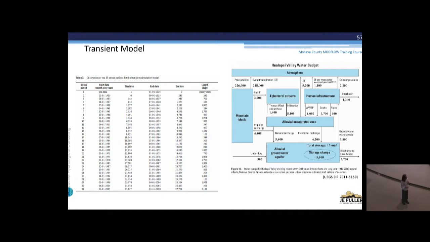This is the water budget concept that they applied in the transient model. So there's mountain block runoff and recharge. There's some natural recharge directly, some runoff that went into ephemeral streams. Some of that went into the unsaturated zones. Some of that went into the groundwater system. There were human inputs over here. So ET, like agriculture, and consumptive use, like swimming pools or car washes or whatever consumptive uses, gardening.